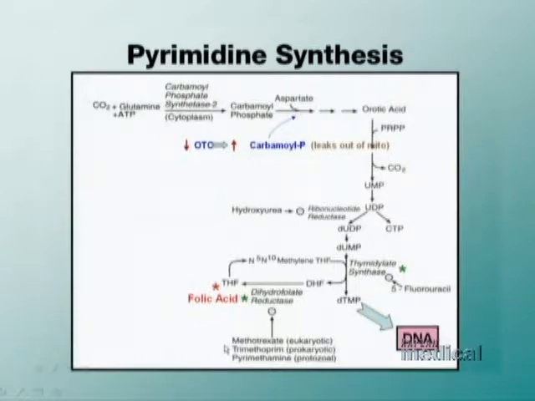Trimethoprim is going to specifically block prokaryotic dihydrofolate reductase, whereas pyrimethamine is going to block protozoal dihydrofolate reductase. So these are going to be useful as antibiotics.